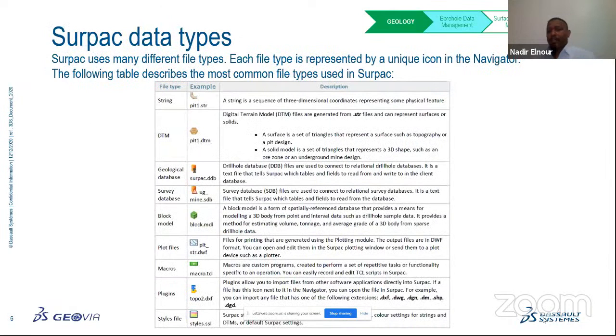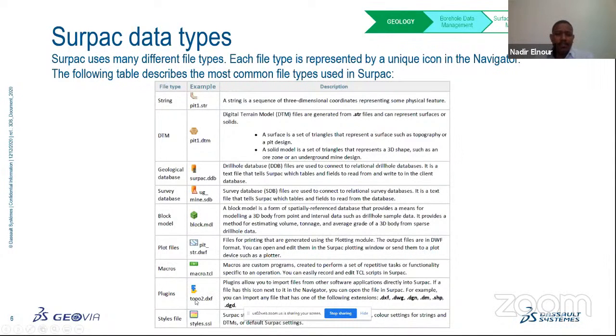The main data type in Servback is the string, and we will go and see what a string is. And also you have the DTM, and the example of the string here is a sequence of 3-dimensional coordinates. We will go through it now, and also the DTM, your database, your survey database station, the block modeling, and these are all data types in Servback. DWG for drawing files, and you have the macros and DXF.